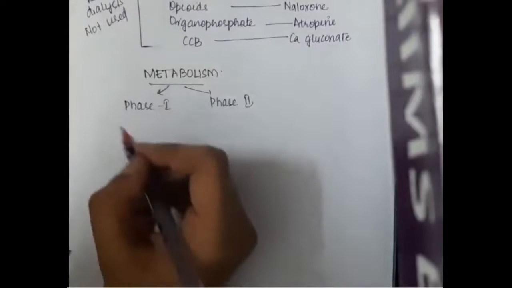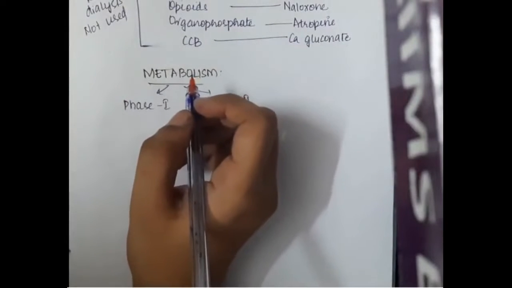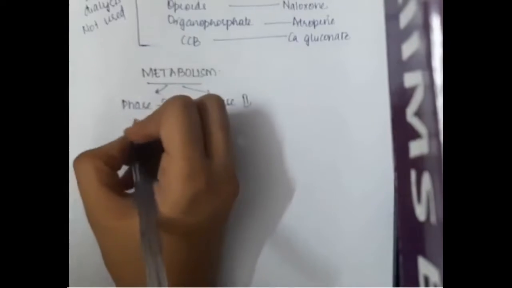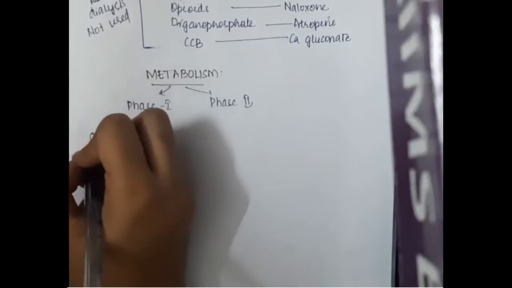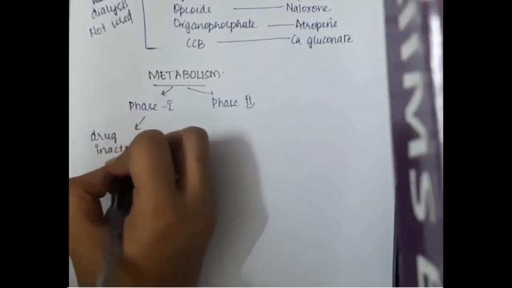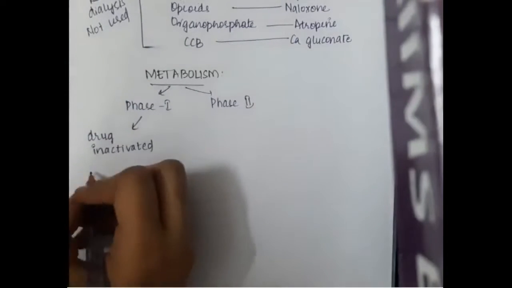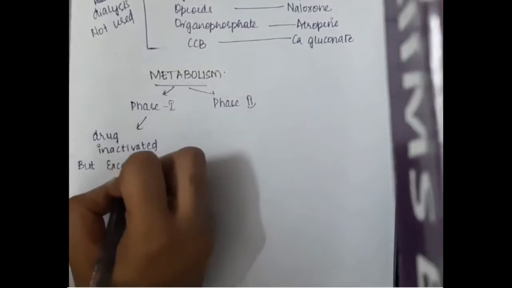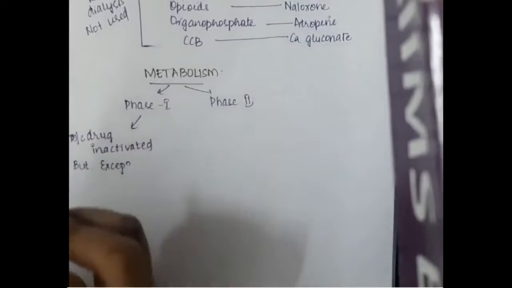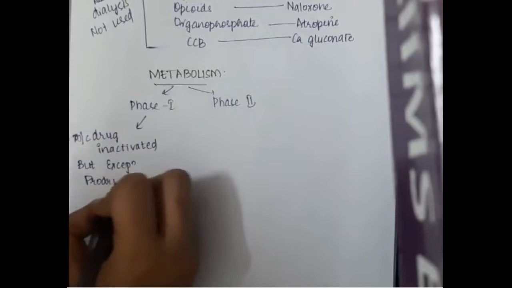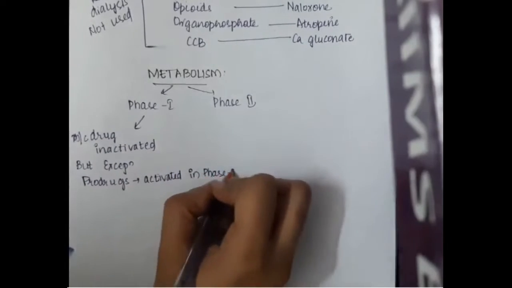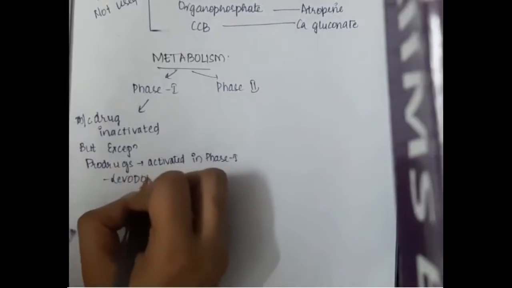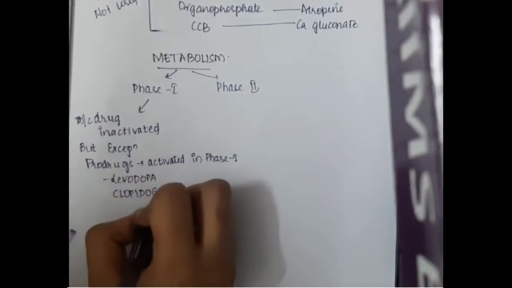In the metabolism of the drug, we can divide the drug's metabolism into two types. One, we have phase 1 drug and phase 2 drug. Phase 1 drugs are most commonly inactivated. But there are some exceptions where there is activation of drugs in phase 1. So drugs like prodrugs are activated in phase 1. Except the prodrugs, all the other drugs are inactivated.